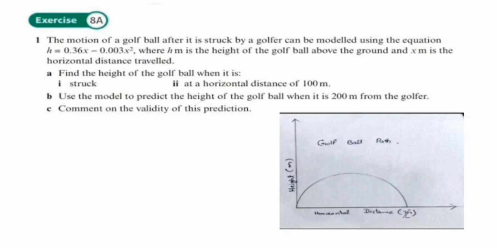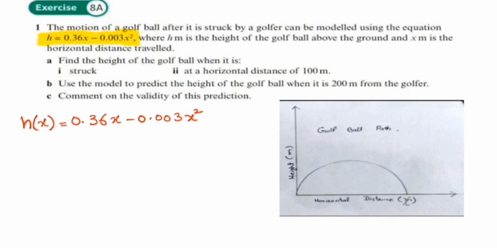We have an equation here: h is equal to 0.36x minus 0.003x squared, where h m is the height of the golf ball above the ground and x m is the horizontal distance traveled. For part A, we are supposed to find the height of the golf ball when it is struck. At this point, it has traveled x equal to 0 because the golfer has just struck it and it hasn't traveled any distance yet. So let's plug x equal to 0 into this equation.